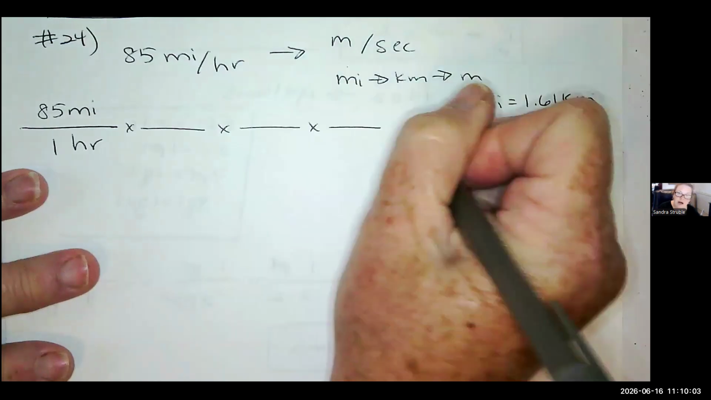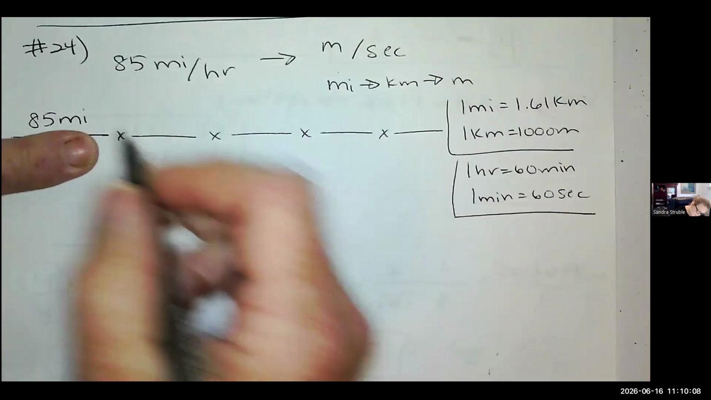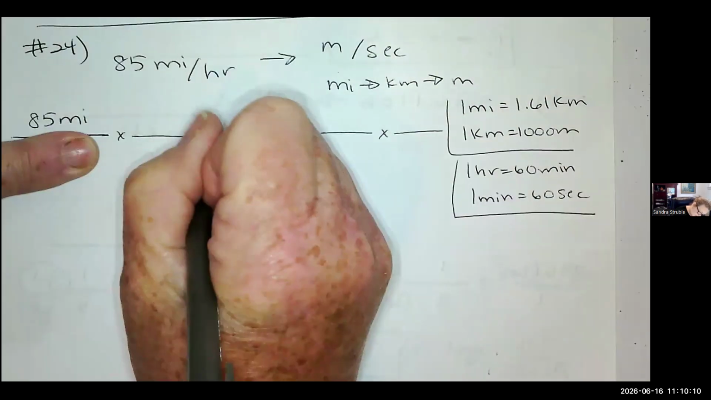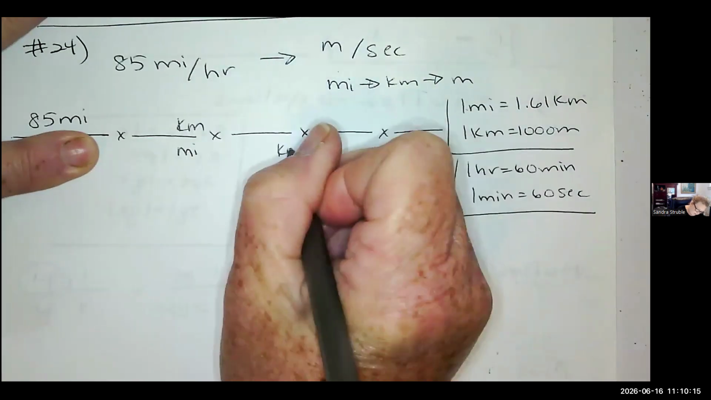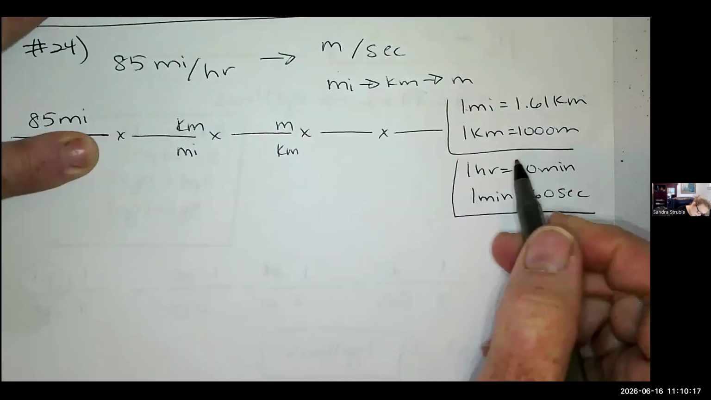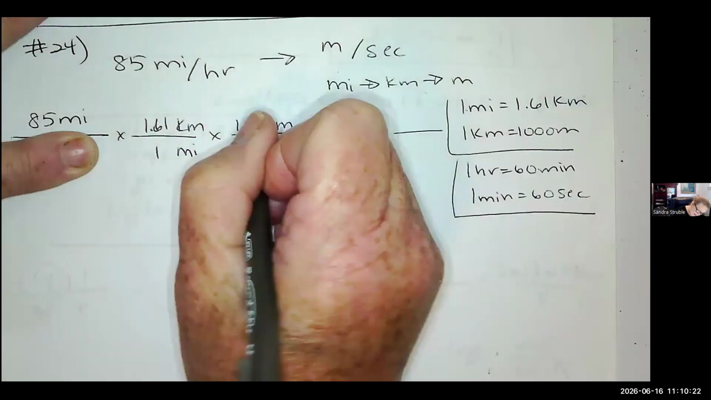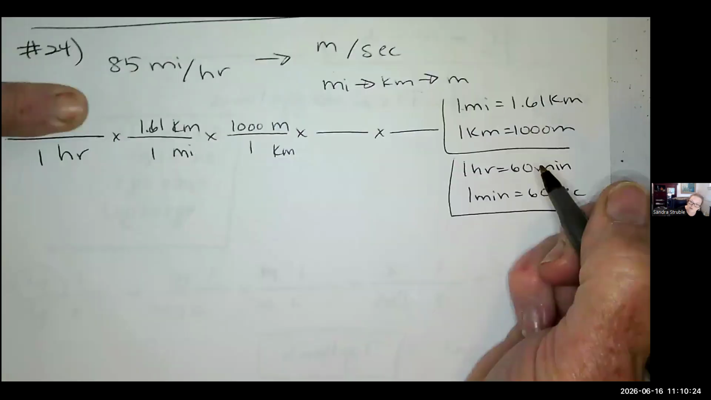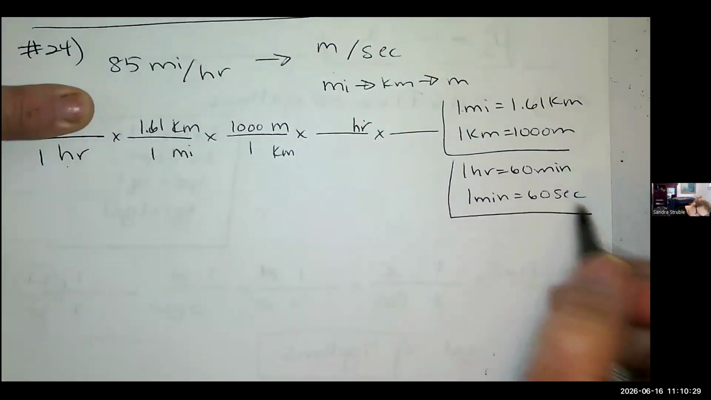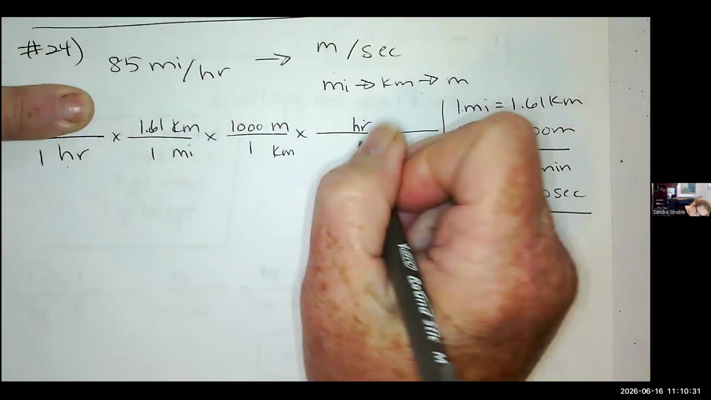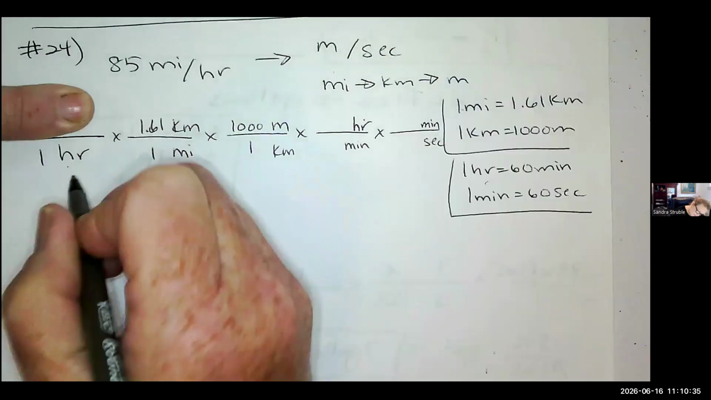All right, let's start with the top one. Let's get rid of the miles and go to kilometers. Get rid of kilometers, go to meters. All right, let's plug in our numbers. 1.61 to 1 and 1,000 to 1. Now let's get rid of our hours. It's in the bottom, so we need to cancel out using the top. And I can go from hours to minutes, and then minutes to seconds. 1 hour, 60 minutes, 1 minute, 60 seconds.